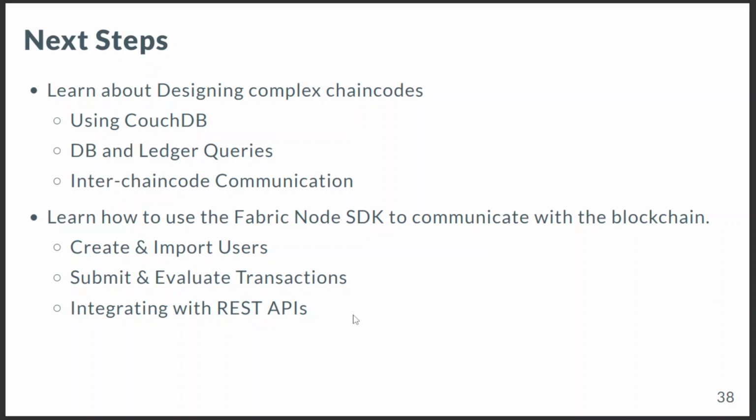So what are the next steps from here on? First of all, we have to learn about designing complex chain codes. Designing and writing chain codes is another part where you have to learn about the SDK they provide for Go and JavaScript. What business logic can you include? How to handle the CRUD operations, everything, and also the DB and ledger queries. Of course, rich queries, I mentioned CouchDB, and inter-chaincode communication. So one chain code can also communicate with another chain code. How to achieve that? And then finally, you have to learn how to use the Fabric Node SDK.